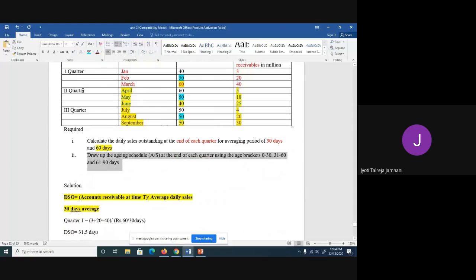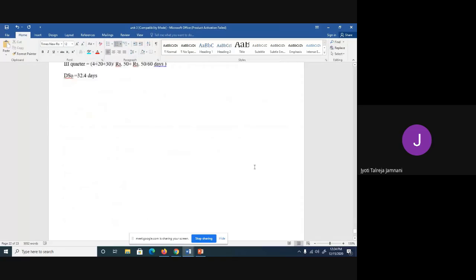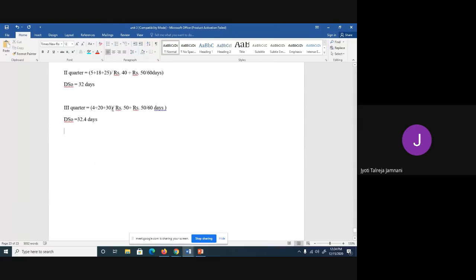The second part of the question says you have to draw up the aging schedule at the end of each quarter, such that the age bracket is 0 to 30, 31 to 60, and 61 to 90. So first we'll draw an aging schedule, and then I'll explain you how we have done that.